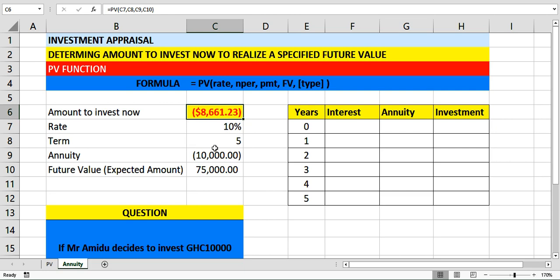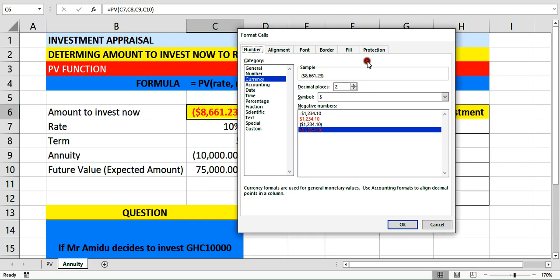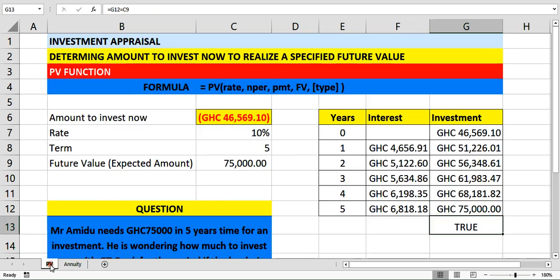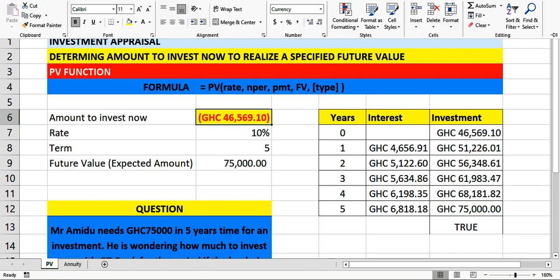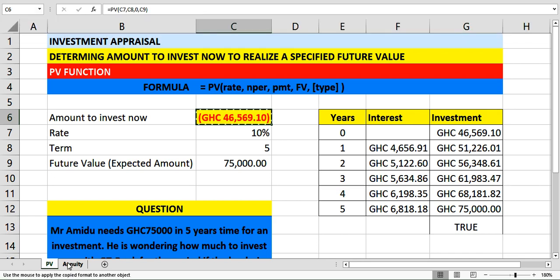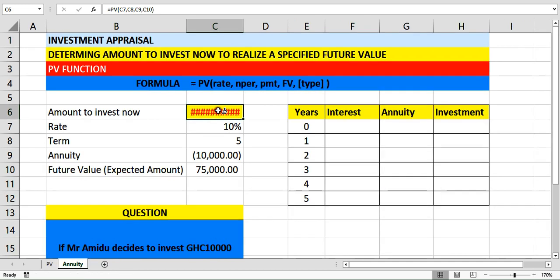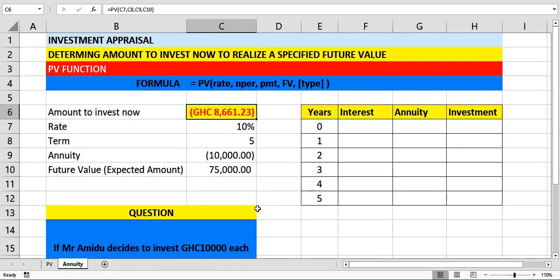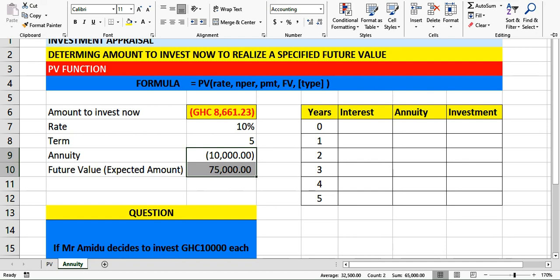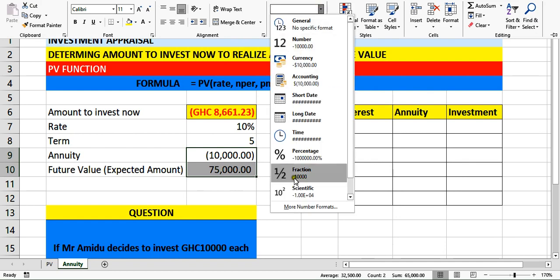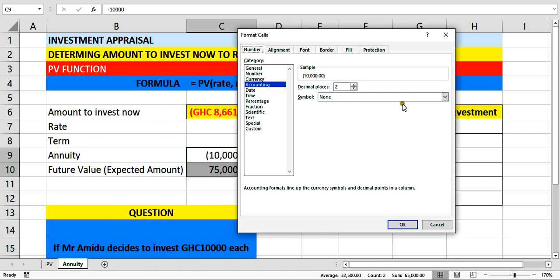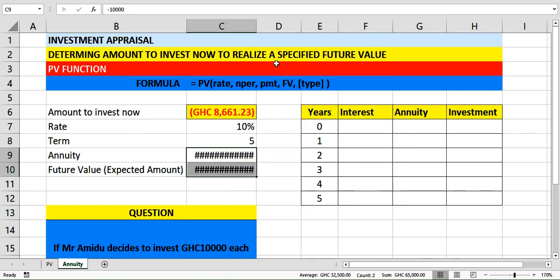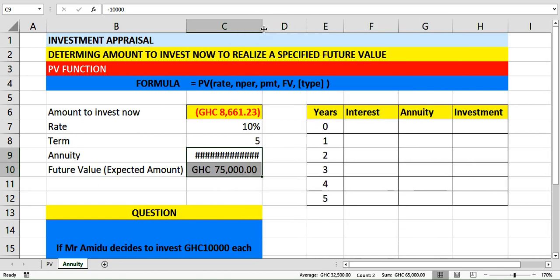Okay, as usual, you can change it from the dollar to the Ghana cedis. Because we already have the format in this sheet, we can just click here, click our format painter right here, and go to our annuity sheet and click here. So we don't need to go through the rigorous process again. Okay, here too we can just switch and go and change the currency. Let's go to more, and then I'll choose this.